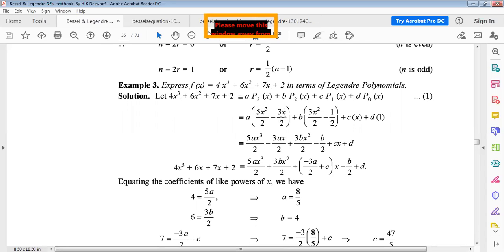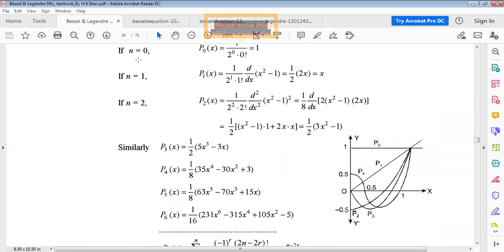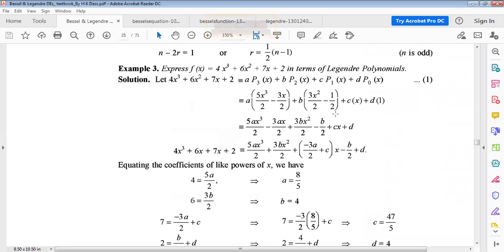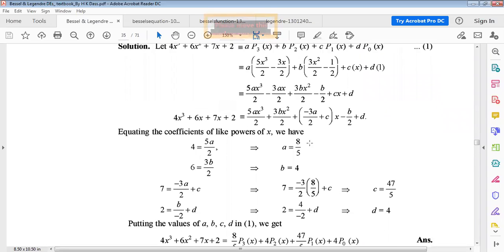P3 what? This. And P2 what? This. P1 equals x, and P0(x) equals 1. You have to remember this. Just putting values, we get this, and equating from both sides.